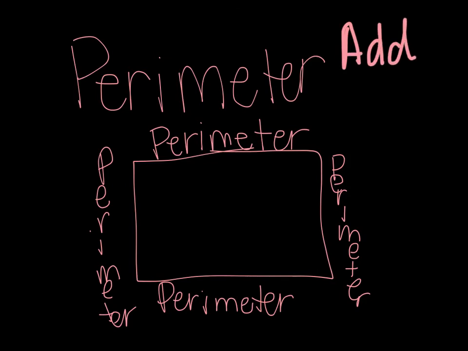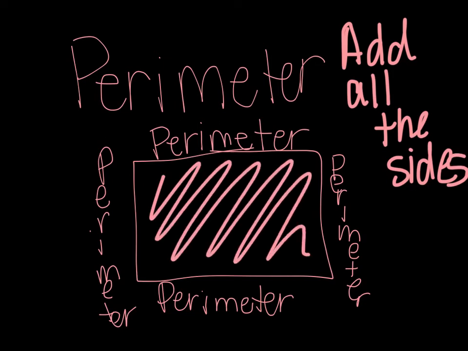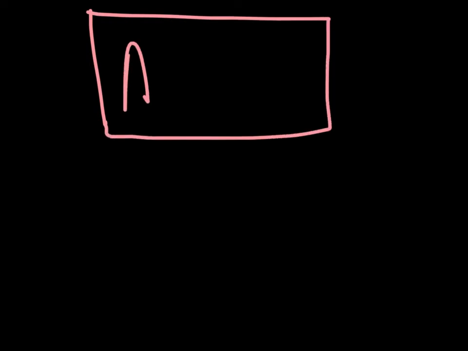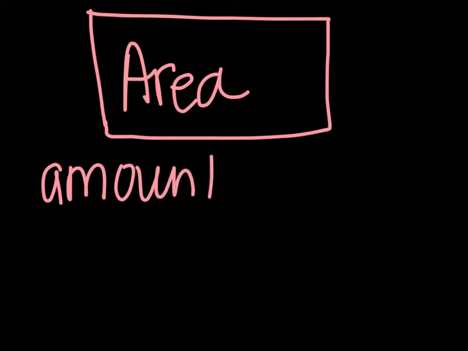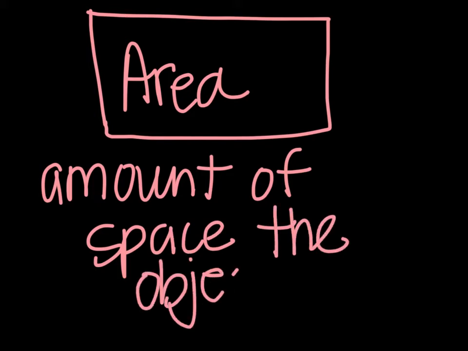So the difference in perimeter and area is the area is what's inside. So the area is going to be all of this stuff in the middle. When you think about area, you think about the number of squares you can fit inside of your shape. So our definition for area would be the amount of space that object takes up.